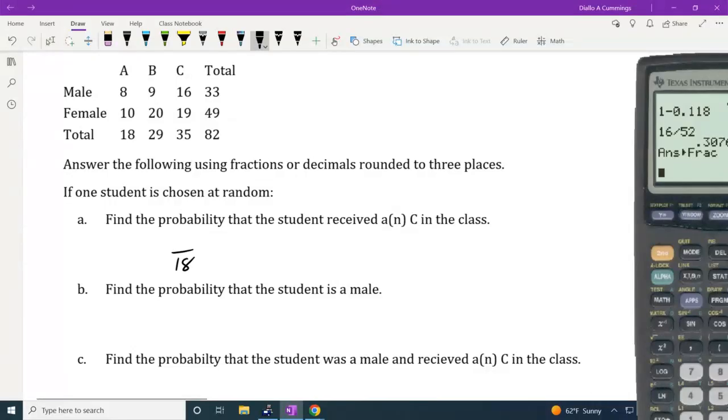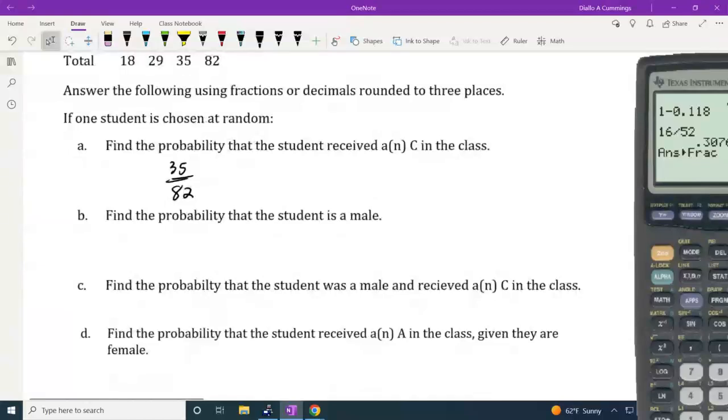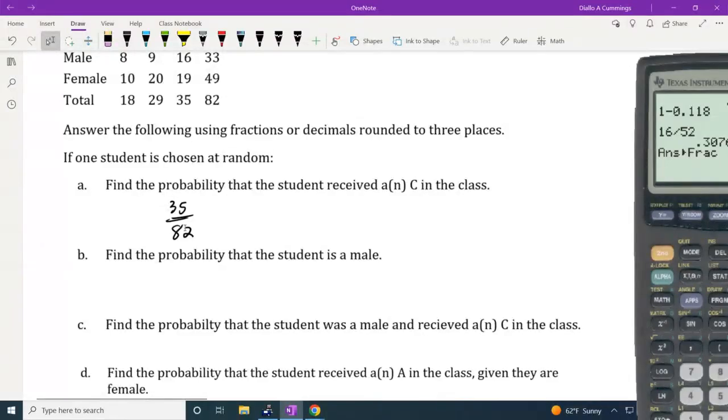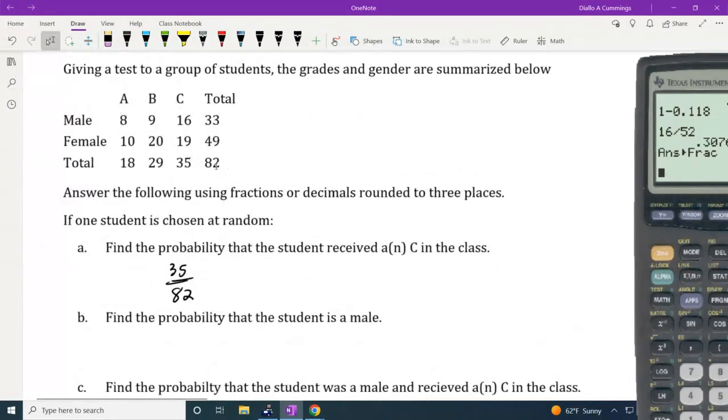Right? So A says find the probability that a student received a C in the class. Right? So how many students are in the class altogether? 82. And how many students received a C? 35. Right? Because I'm looking at my C total, which is 35. That should be 82. The number of students that received a C was 35. Right? So we get 35 out of 82. Find the probability that the student is male. Well, how many students altogether? 82. Out of those 82 students, how many are male? 33.